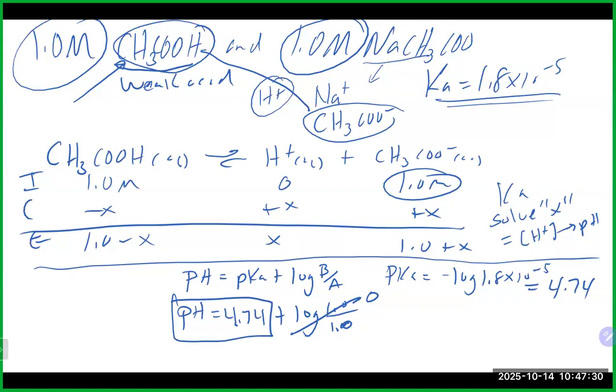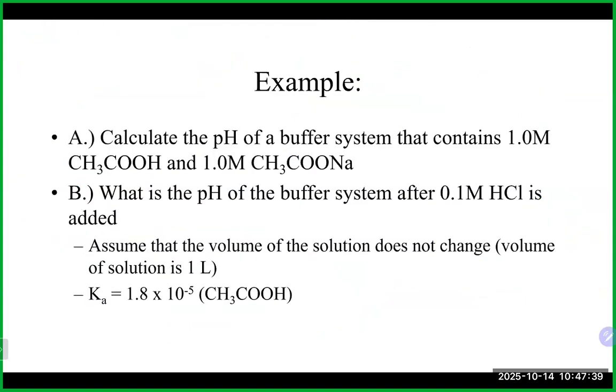Any questions there? All right, so now let's talk about what happens in part B here. In part B, we want to take basically the exact same buffer system, but we want to see what happens to the pH after we actually add some acid to it. In this case, we're going to add 0.1 molar hydrochloric acid. For part B, and only for part B, we're just going to assume for this problem that all the volumes for everybody is always going to be 1 liter.